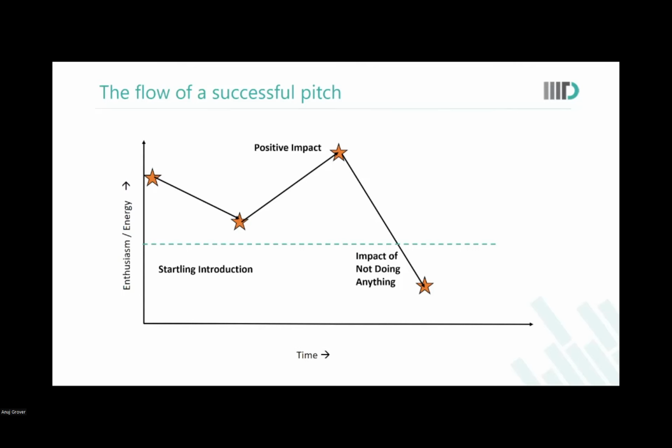If I say that when we are talking about positive impact, you should be ringing with optimism and chirping with joy, what should be the tonality when you're talking about the impact of not doing anything?